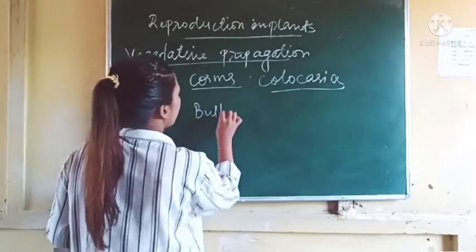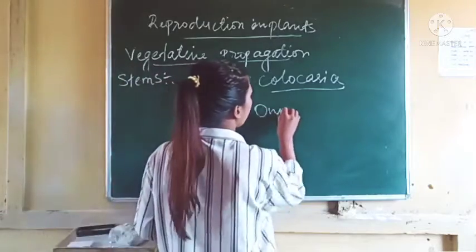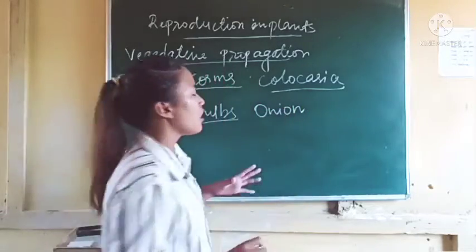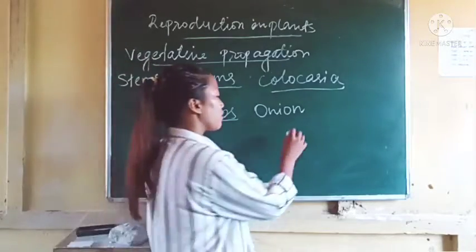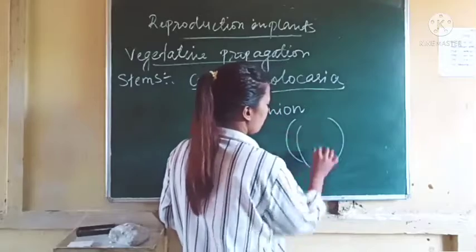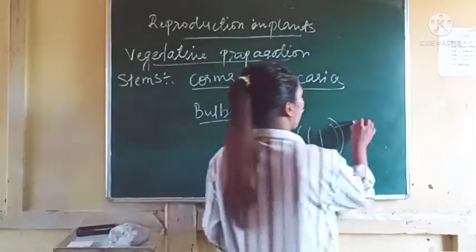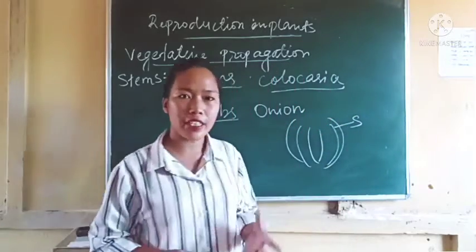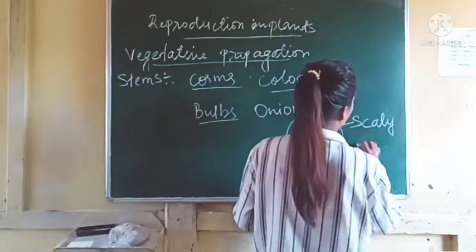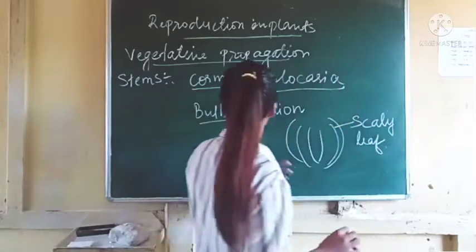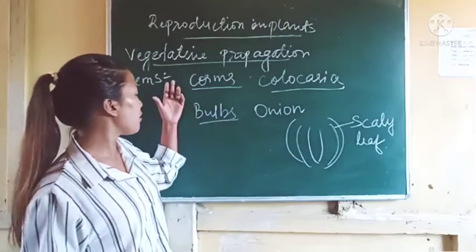In bulbs, I'll give one example, that is onion. So onion is an example of a bulb. If you cut this onion from the middle, you get to see this kind of structure. These are actually the fleshy scaly leaves. These are not fruits that we eat, but actually leaves, scaly leaves. So onions reproduce by forming these bulbs.